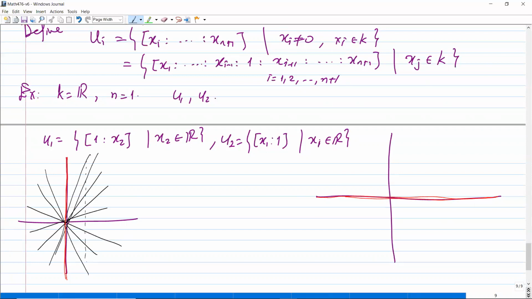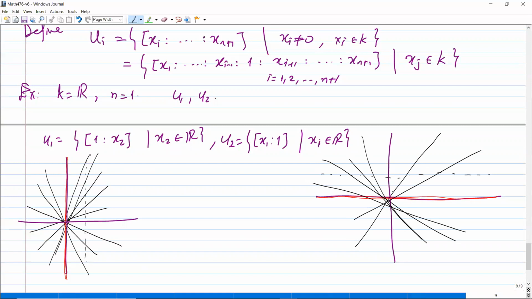We take all the lines passing through (x1, 1). This is the line y equals 1, so you take all the lines passing through those points. All these lines should all pass through the origin, of course, except the x-axis. So U1 union U2 is P1, or we also call it RP1.